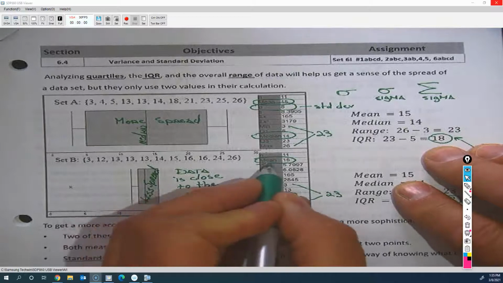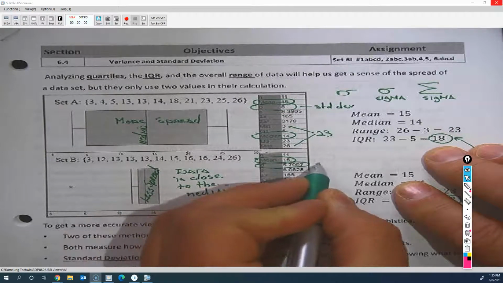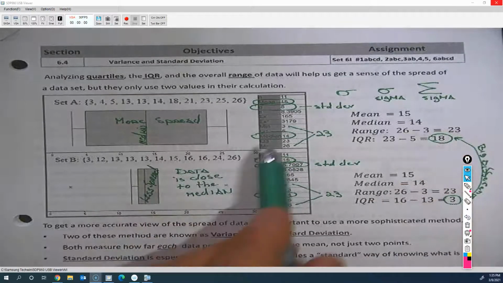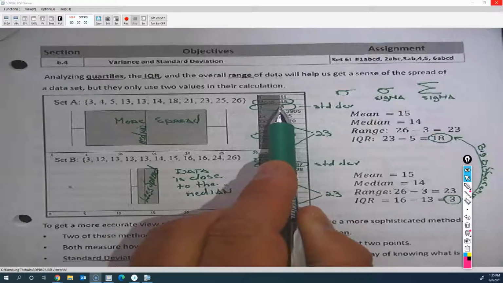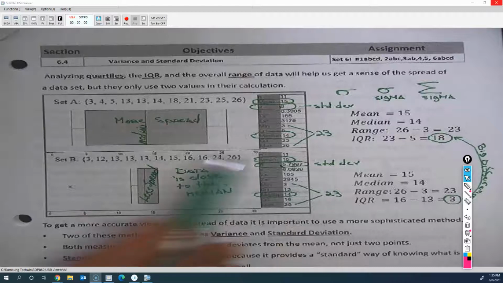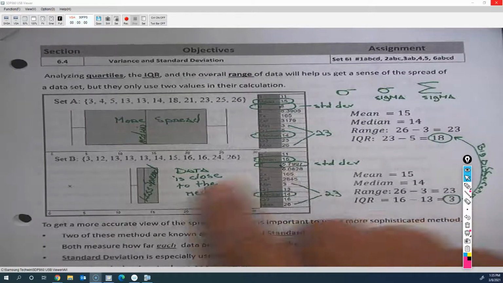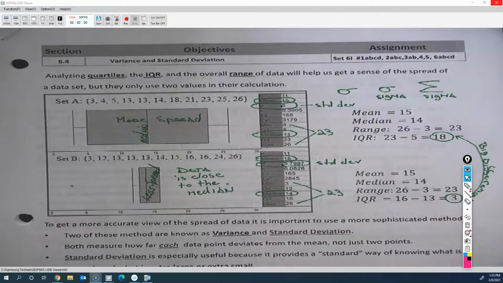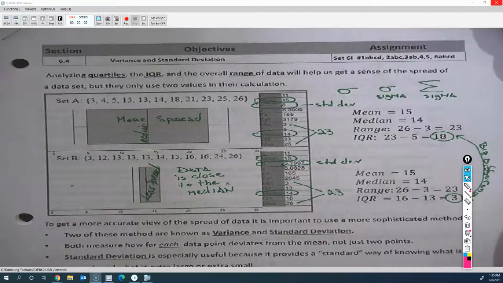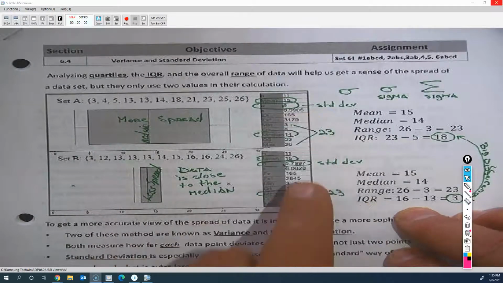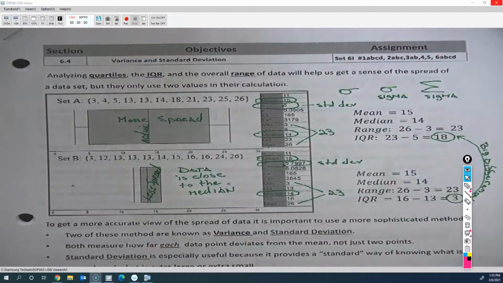And down here, here's the standard deviation. This one's got a standard deviation of 8, and this one's got a standard deviation of 5. You can tell this one is more compact, less spread, when it has a smaller standard deviation. When you have a small standard deviation, the numbers are going to be close together. When you have a larger standard deviation, it's going to be more spread out.